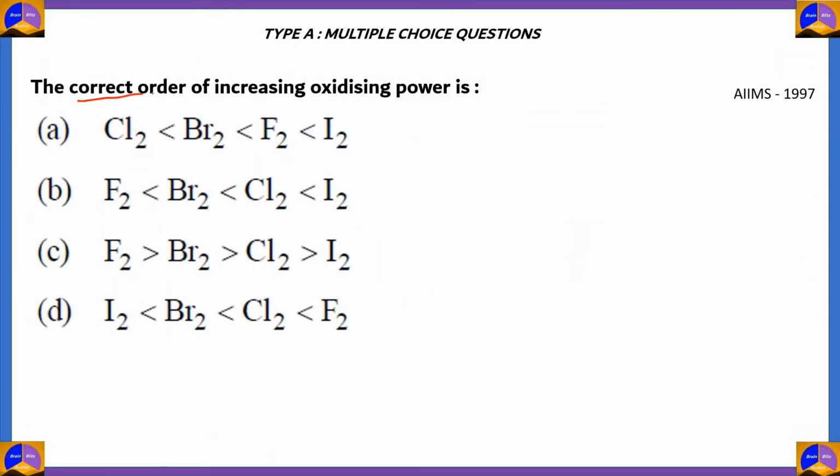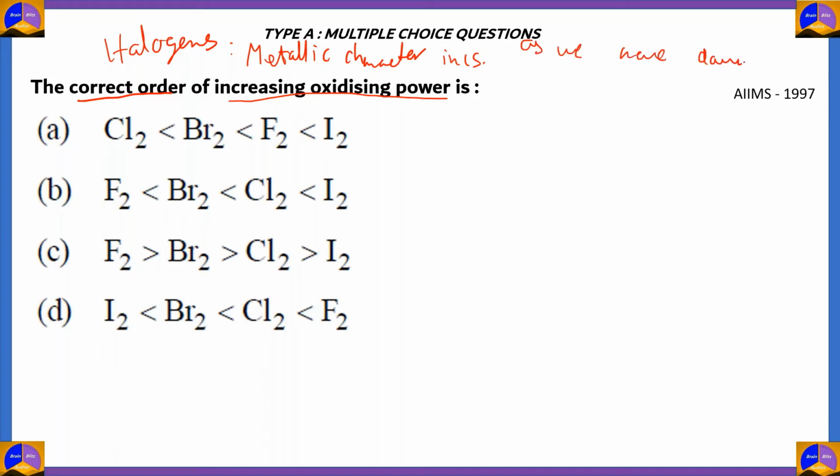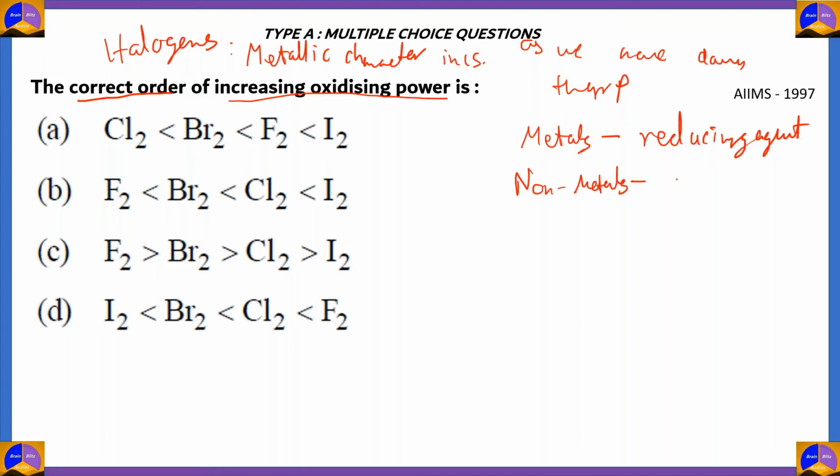Let's look at this question. We need to find out the correct order of increasing oxidizing power. And so we have halogens present here. Now, when we look at group 17, which are the halogens, then there's one interesting fact. The metallic character of an atom increases as we move down the group. And when something has metallic character, say metals, they often act as reducing agents. So they have reducing power. Non-metals, on the other hand, have oxidizing power. So they act as oxidizing agents.